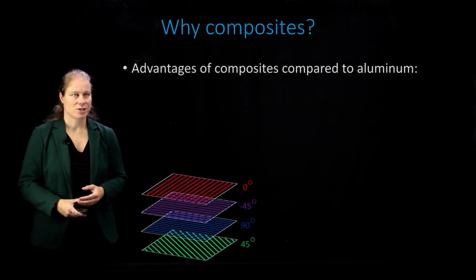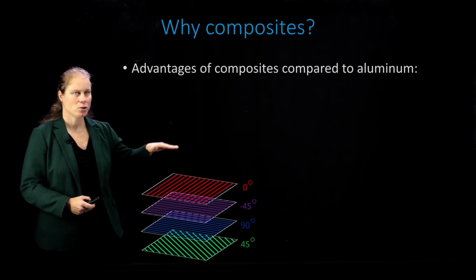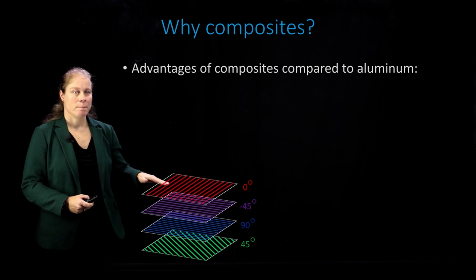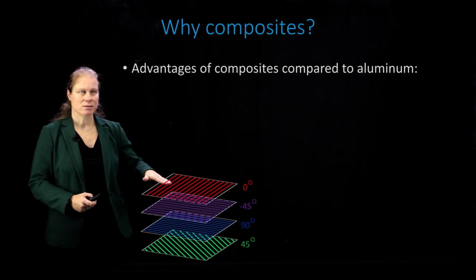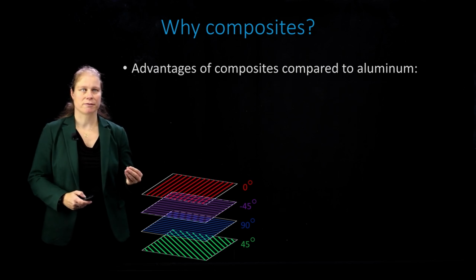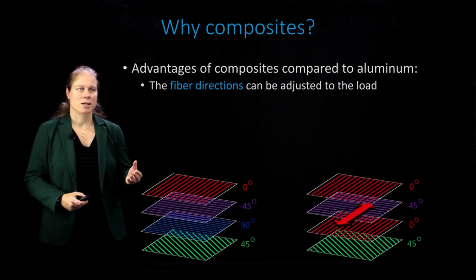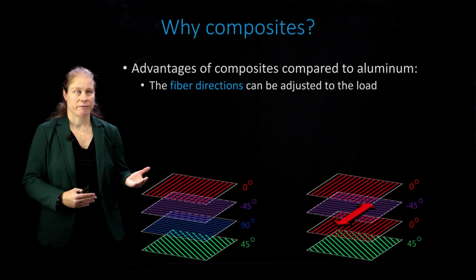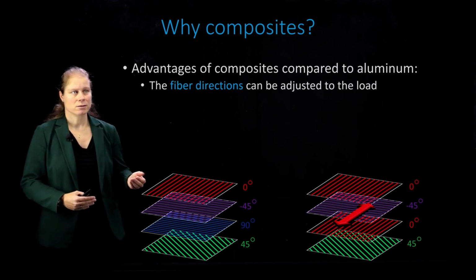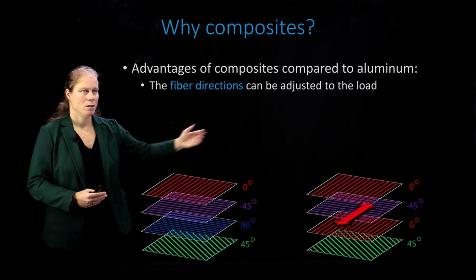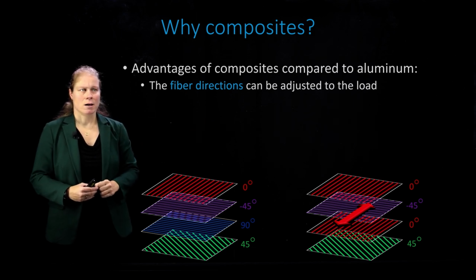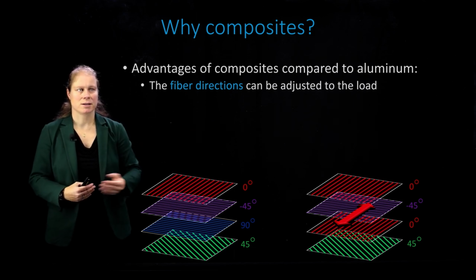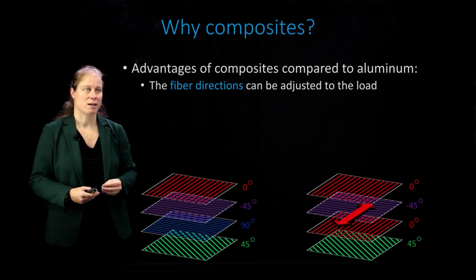So here you see an illustration of what a composite laminate is. It's multiple layers of materials that can each go in different directions. And if you want to tailor your laminate to a specific load condition, you can have more fibers in one direction than in another, as you can see on the far side there, where we have two layers in the 0 degree direction, and thus you would have higher stiffness and strength in that direction.